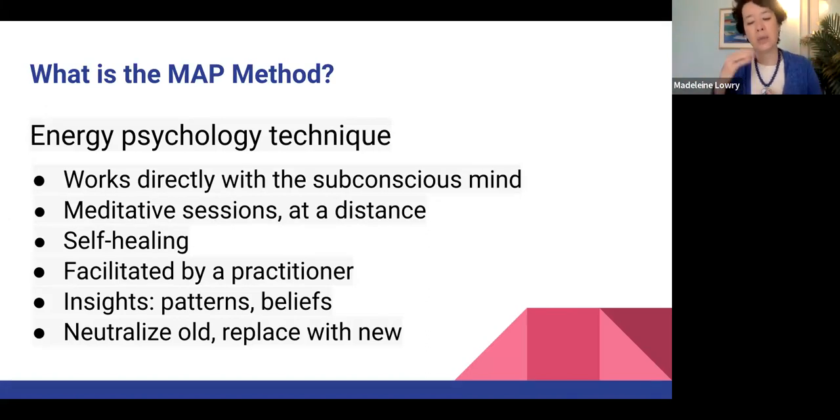But we start to uncover these things, right? These are all like blocks and barriers to your recovery. And so with neural retraining, advanced neural retraining techniques that work directly with the subconscious mind, we can neutralize old patterns, old ways of thinking, and replace them with new ones. You do this in the session. As you said, it's a self-healing practice. No one is forcing something on you. No one is doing something to you. It's about your subconscious mind finding the healing path that is best for you.